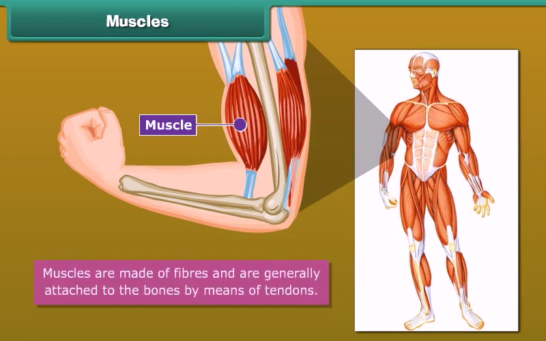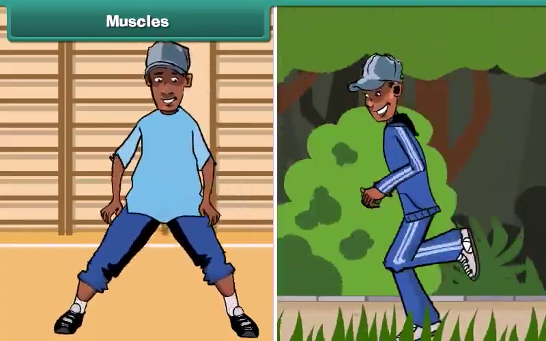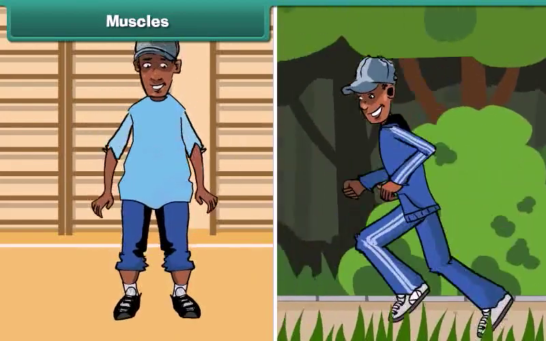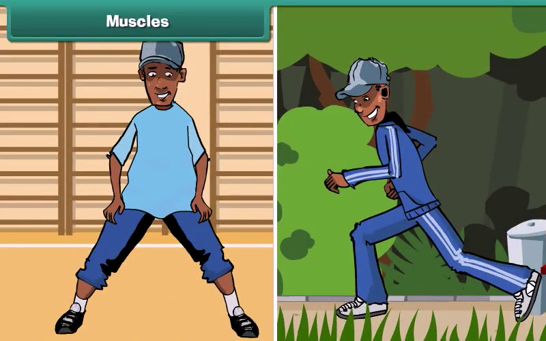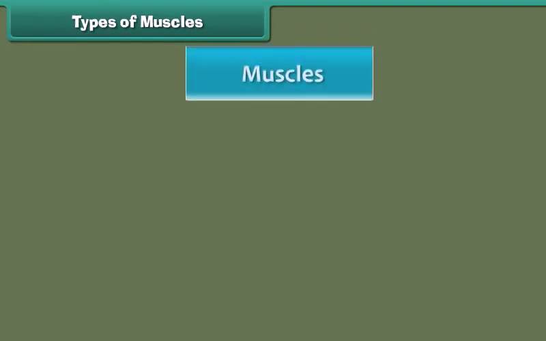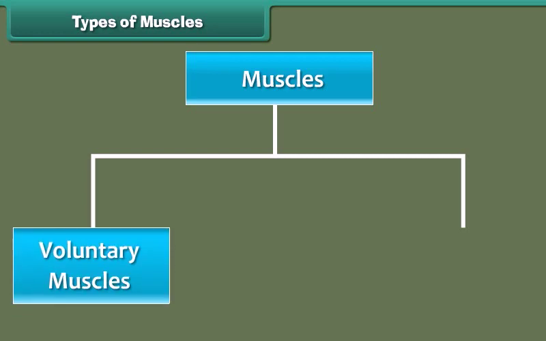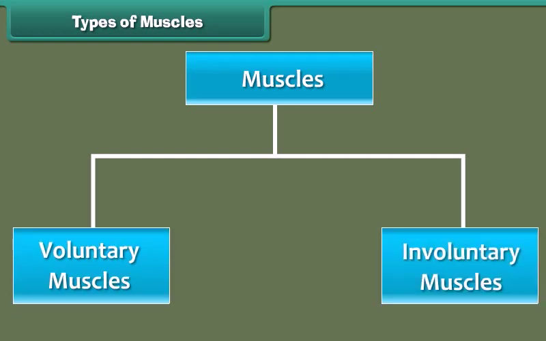Muscles are made of fibers and are generally attached to the bones by means of tendons. Muscles, along with bones, help to give shape to the body. They also help the different parts of the body to make the movements. According to the nature of their functions, muscles are of two types: voluntary muscles and involuntary muscles.